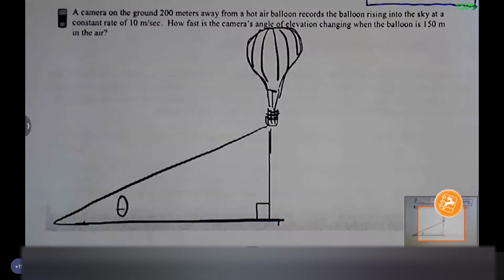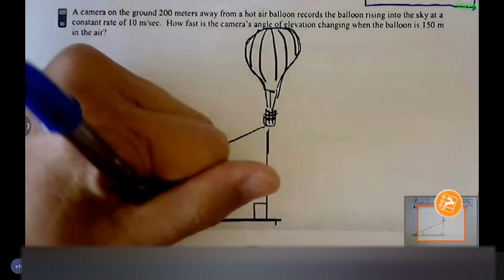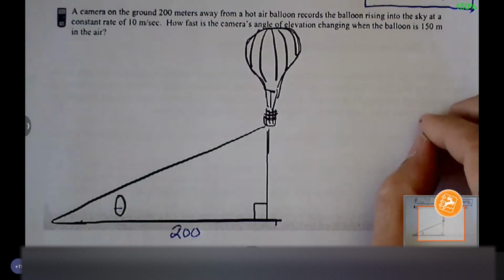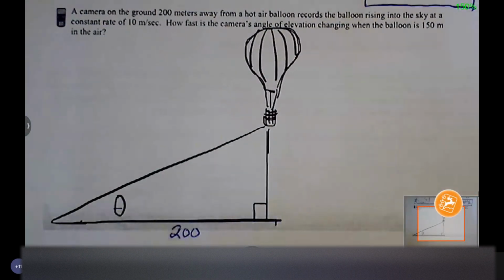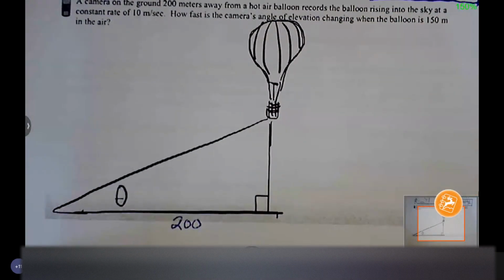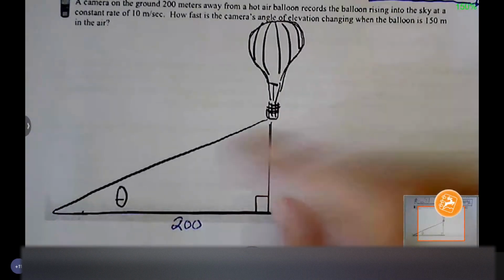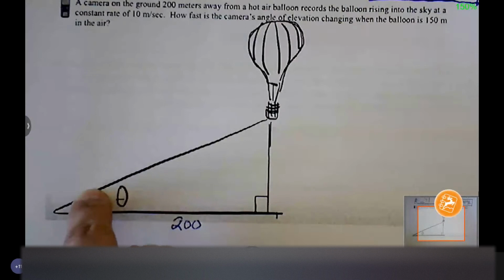What's unchanging that we can go ahead and put into our diagram? Good. This is unchanging, right? 200 meters. What part is changing? The balloon height, right? This is changing. We know theta is changing as well.